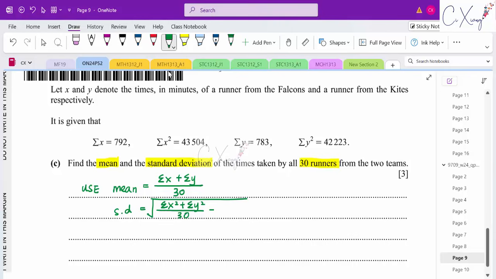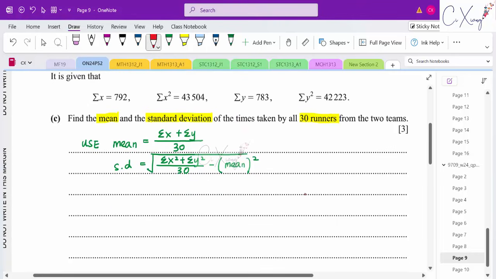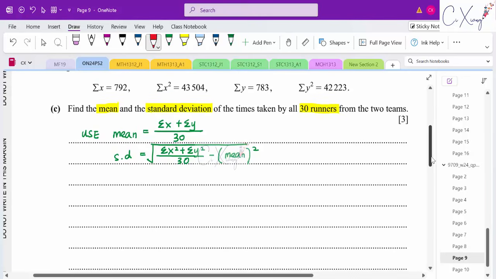Then minus, you have to minus the mean square, right? So the mean that you calculated just now, you can substitute it here and then you square it. Okay? So this is what we should do for this part. So let's have a look and we try to put in all the values.